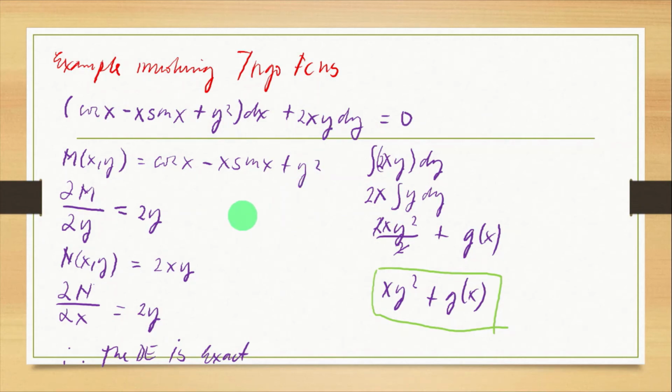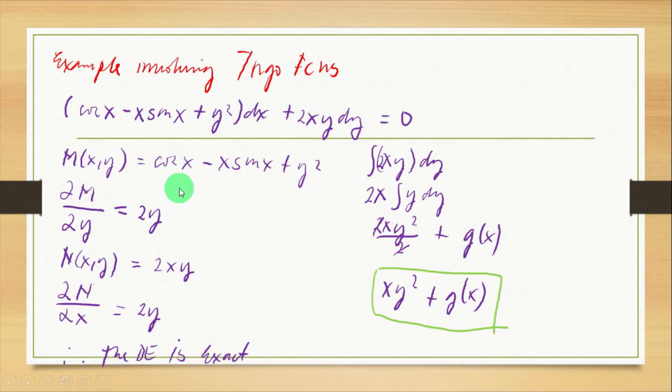Okay? So the first thing that we need to do is to test the exactness of the differential equation. Your m of x and y definitely is equal to cosine of x minus x sine x plus y squared. Then take the partial derivative of m with respect to y. So your cosine of x is treated as constant, and so with your negative x sine x, so these are all constant.